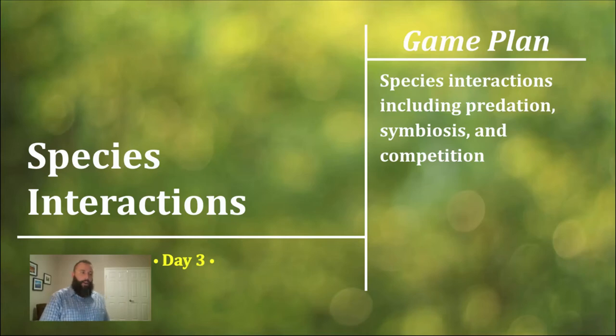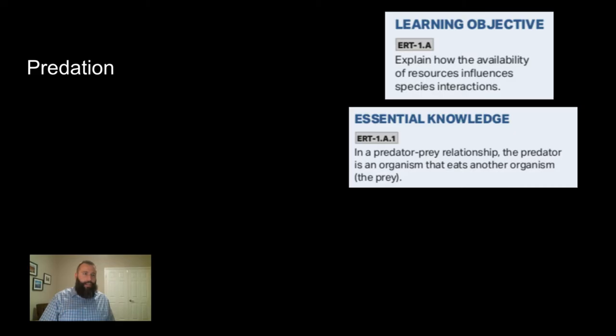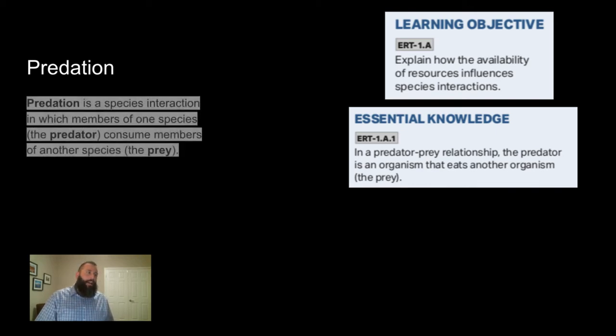All right, we're going to get into species interactions today. This covers 1.1 of the APES curriculum. We'll talk about predation, symbiosis, and competition. By the end of this process, we're hopefully going to be able to explain how the availability of resources influences species interactions. And we're going to do this first with predation.